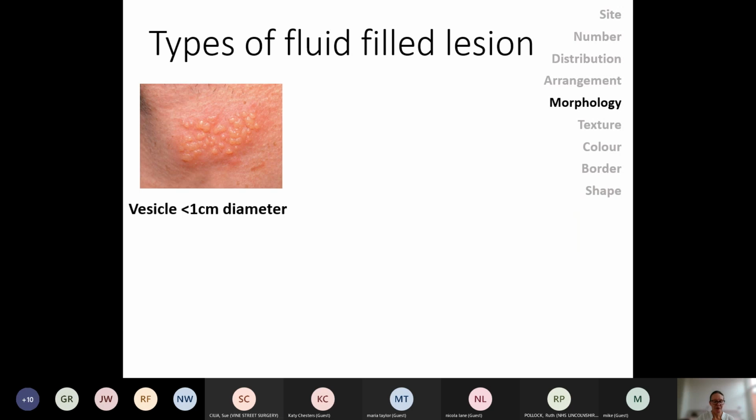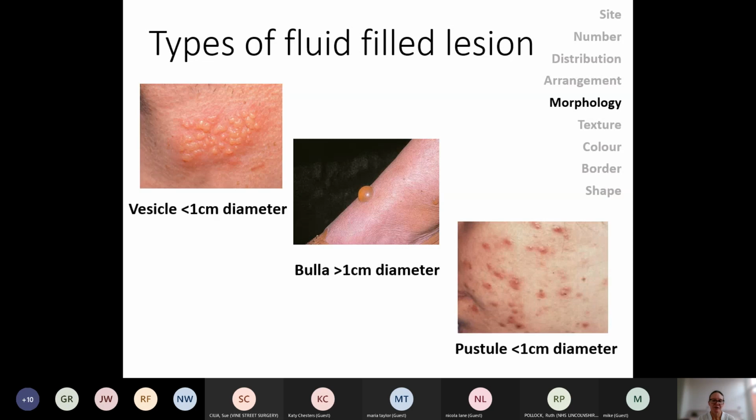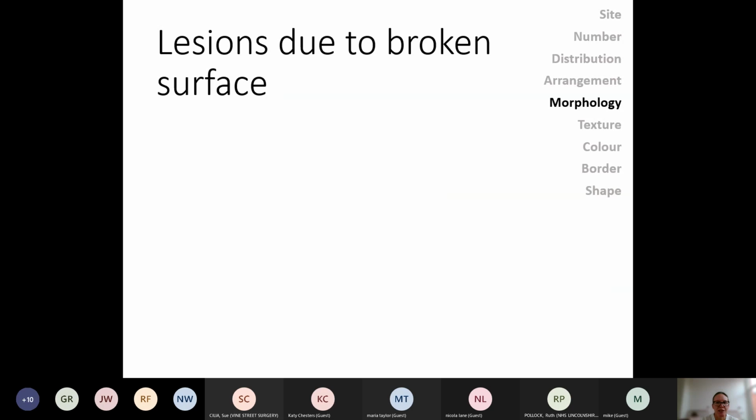And then they can be fluid filled, like blisters. If they're small, and I've stuck with 1 centimetre on all of these, they're called vesicles. Bullae are ones that are bigger than 1 centimetre. And if they're filled with pus, they're a pustule, and they tend to be small, less than 1 centimetre. That little section is probably the hardest new words, but they are quite good to know what they mean and to use.